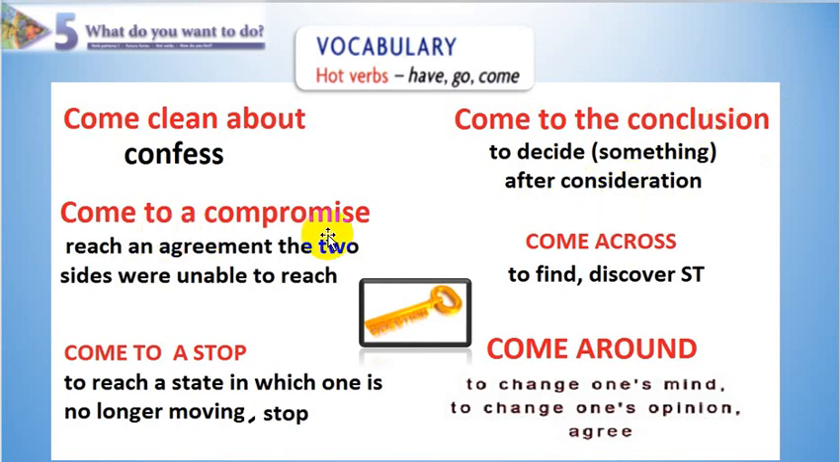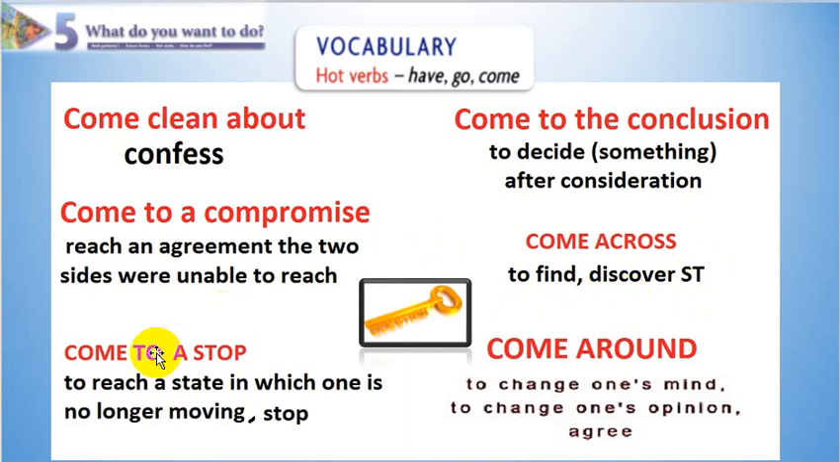Come to a compromise. Compromise هو يساوم. Reach an agreement the two sides were unable to reach. Come to a compromise وصلوا إلى حل وسط. Okay, come across. هو مو يجي يتعارض يأتي يتعارض لا. To find or discover something. Come across. He came across the solution of the problem. اكتشف الحل أو وجد الحل.